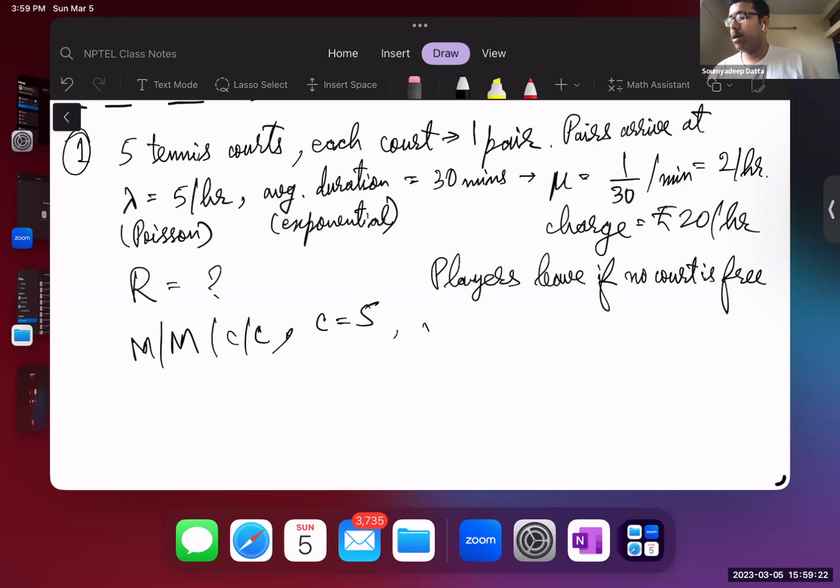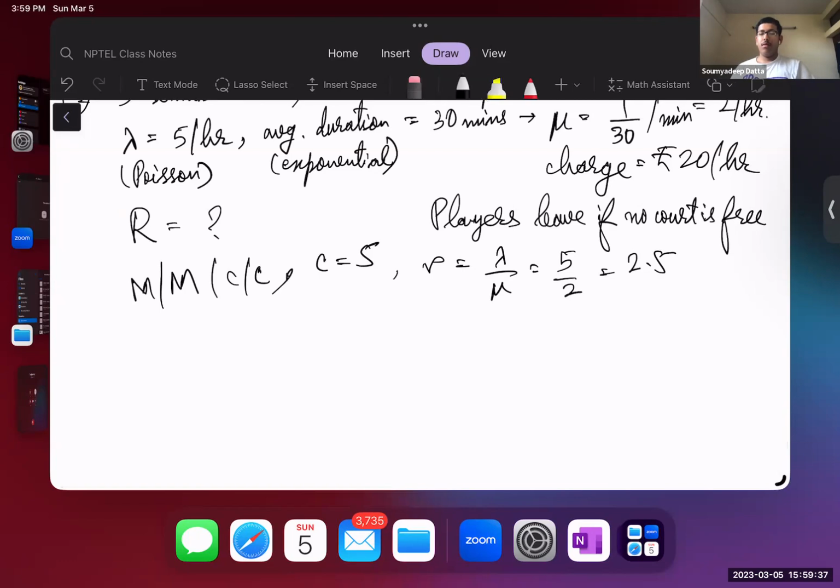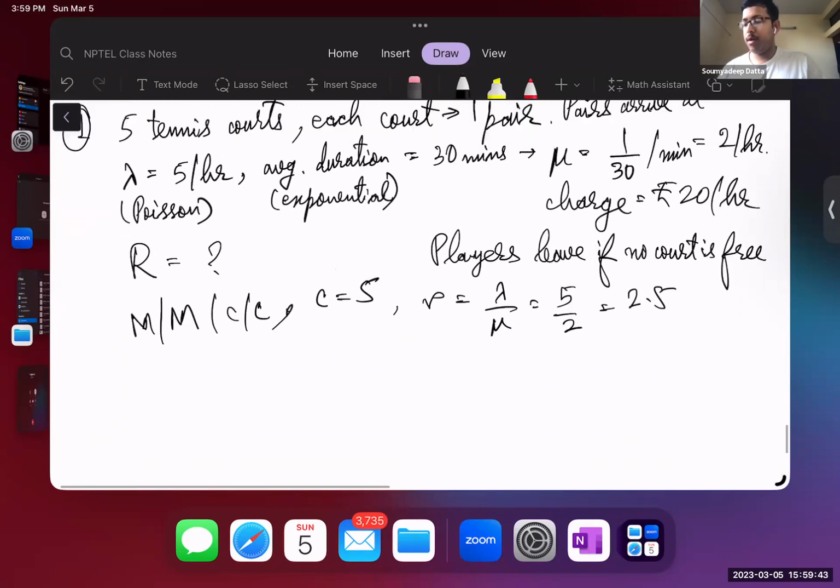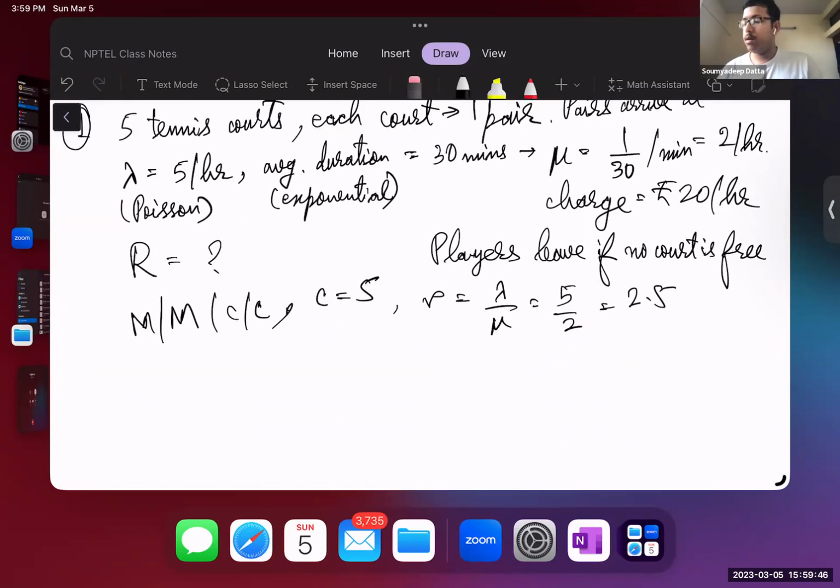And so the ratio factor, which is R, is nothing but lambda by mu. We can calculate it to be 5 by 2, which is 2.5. And we know that the blocking probability for M/M/C/C is nothing but the Erlang B formula, B(C, R). So C here is 5, and R is 2.5. And so this is the answer actually.